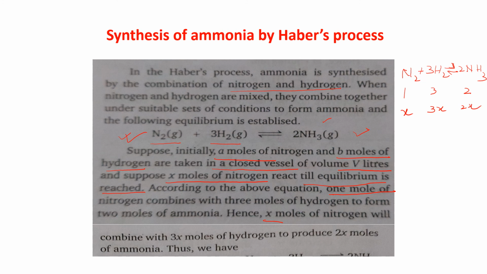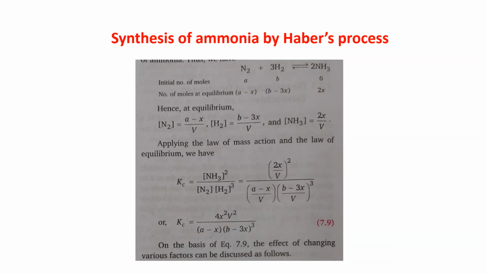Okay. Now next, see here, initial number of moles. We have taken A moles of N2 reacting with B moles of H2, giving you 0, because in the initial state the number of moles of product will be 0. Now at equilibrium, X moles of N2 reacts with 3X moles of H2 giving you 2X moles of NH3. So the number of moles remaining at equilibrium will be A minus X, B minus 3X, and 2X.